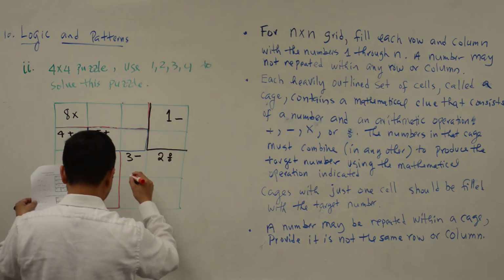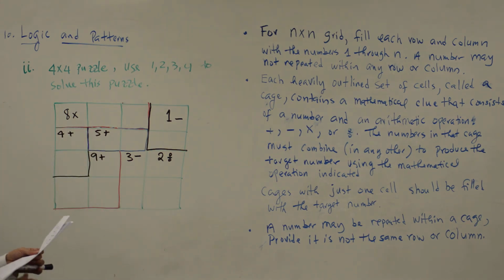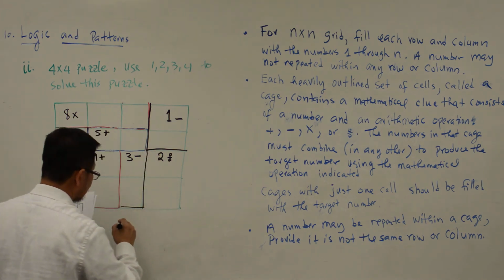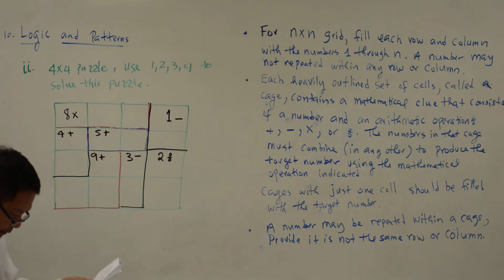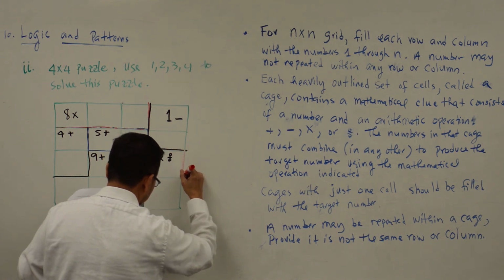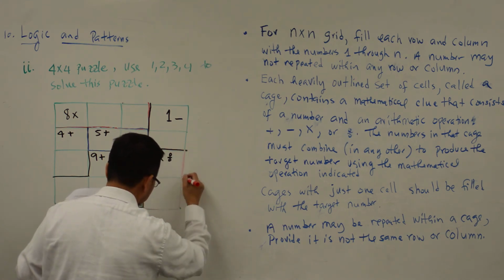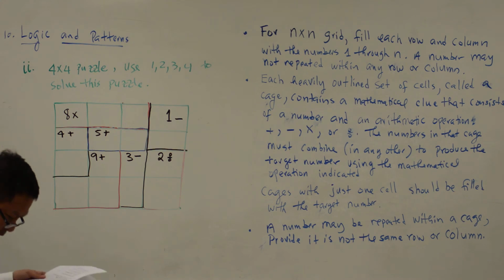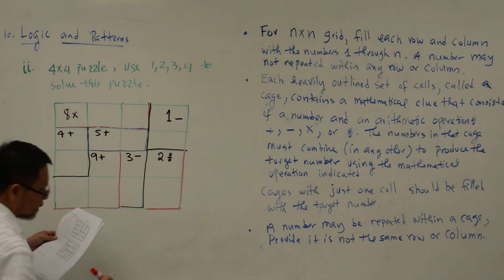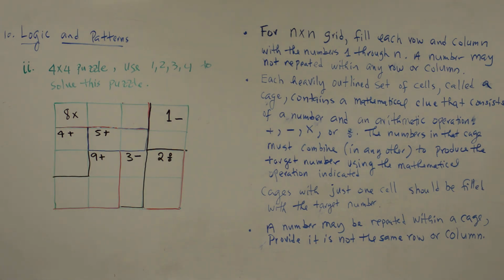Then for 3 minus, the operation is minus, from here to here. And then 2 is from here to here. That's 2, okay? All right, I've made the cages now, then I'm going to solve the puzzle. I'll use numbers 1 to 4, and you cannot repeat in either column or row, okay? Numbers 1 to 4 cannot be repeated.